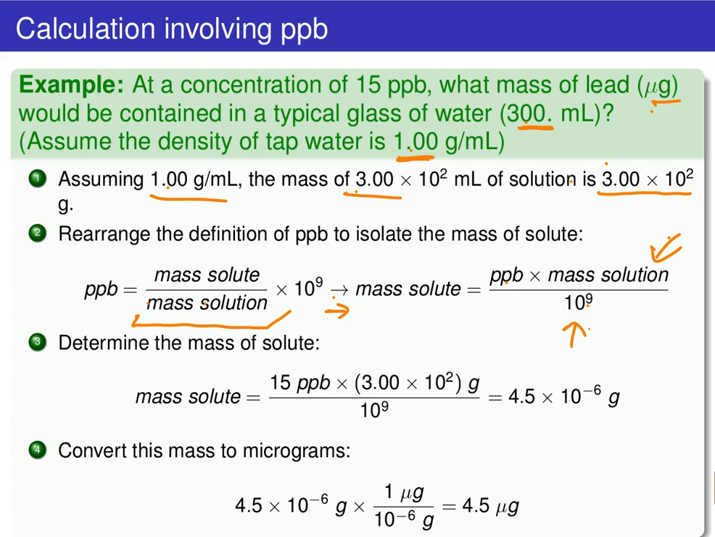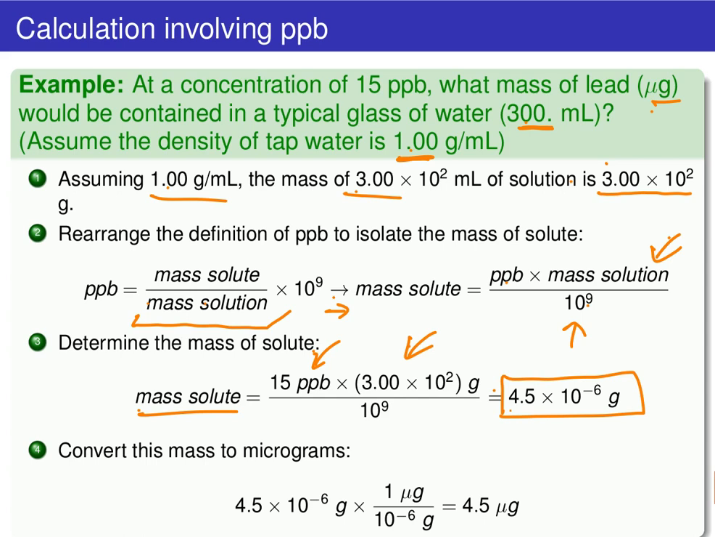Right, feel free to pause the video there and double check, make sure you understand how I'm carrying out this algebraic manipulation step here. Once you've verified that, you're then all set to calculate that mass of solute by plugging in the given values. We know the ppb for lead, 15 ppb. We know the mass of the water, right, the glass of water that we have. We're going to divide by 10 to the 9th, and we will arrive at our mass in units of grams, 4.5 times 10 to the -6 grams.